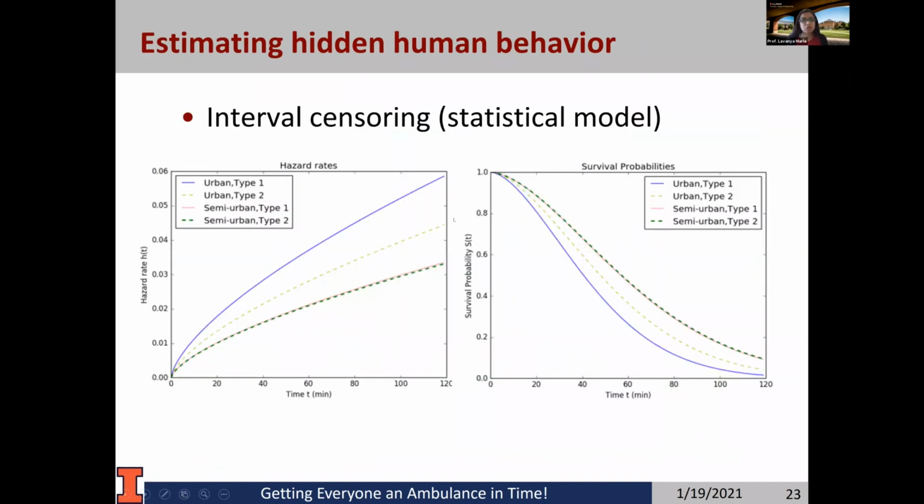The first result was we understood how different sections of the population were able to wait for ambulances. This is called a statistical model for these data, which is called the interval censored data. And using these maximum likelihood estimation models, which are based on a proportional hazards rate, which means that over time, we estimate that people are less and less likely and willing to wait. But what is the rate at which they might drop out? And what kind of populations are affected? And so we can classify these people into urban and semi-urban or rural, and the kind of emergency they're calling for, whether it's a type 1 or a type 2, or more higher priority or a lower priority.